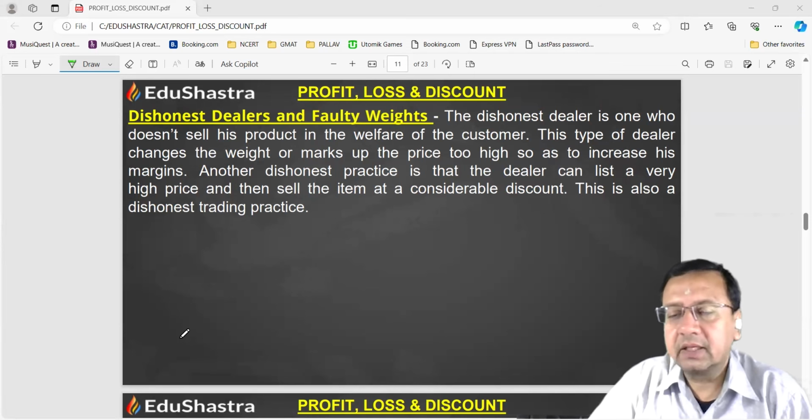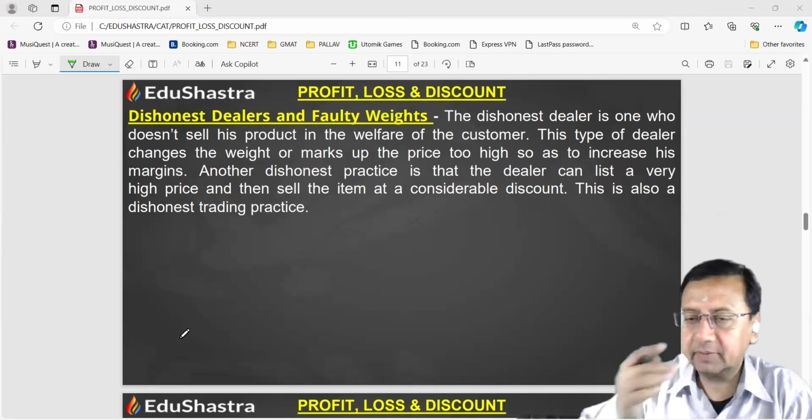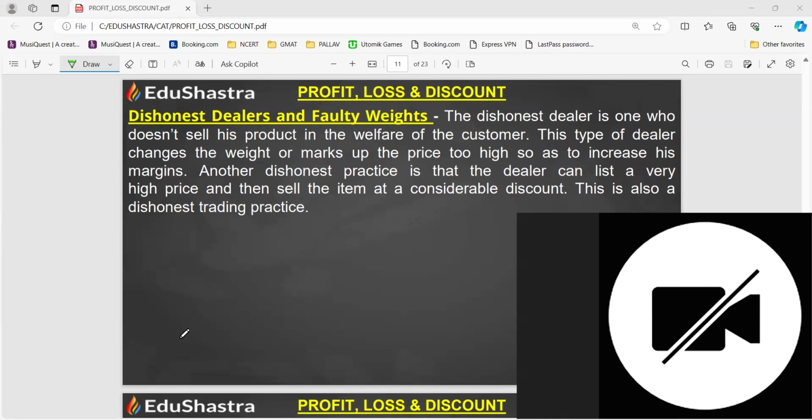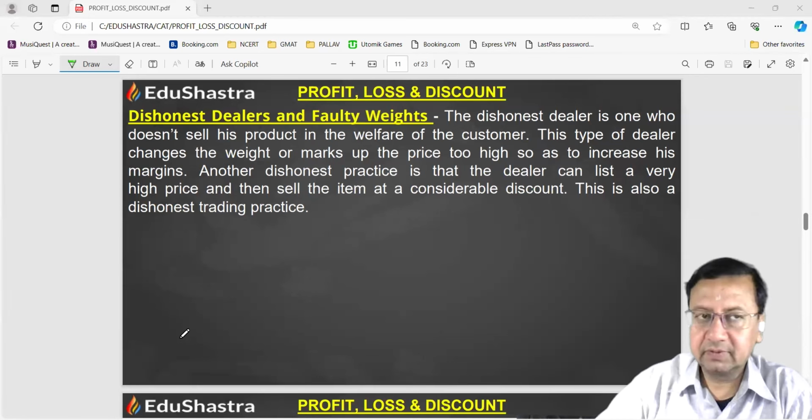And Sanket, how is your answer? 10% loss. Basically I took the difference between 1 kg, which is 1000 grams, and 900, and the difference upon the amount which I'm supposed to get, 1000 grams, into 100. That's the difference I got here.